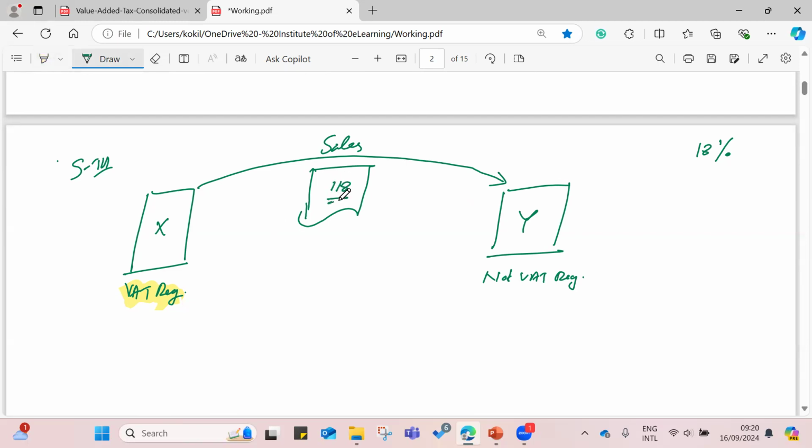We can't say exactly how much the VAT is. It's called an inclusive invoice. Inclusive invoice, right? VAT එකක් දාලා තමයි bill කරන්නේ.